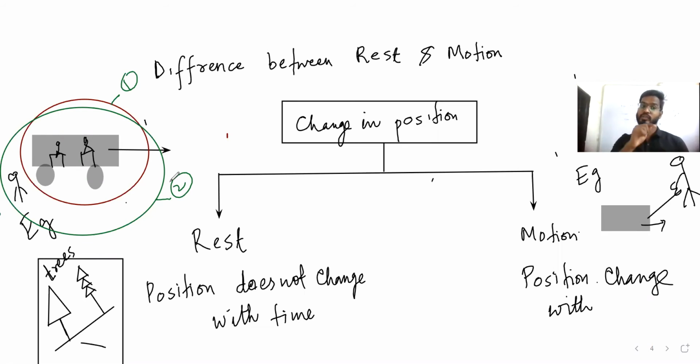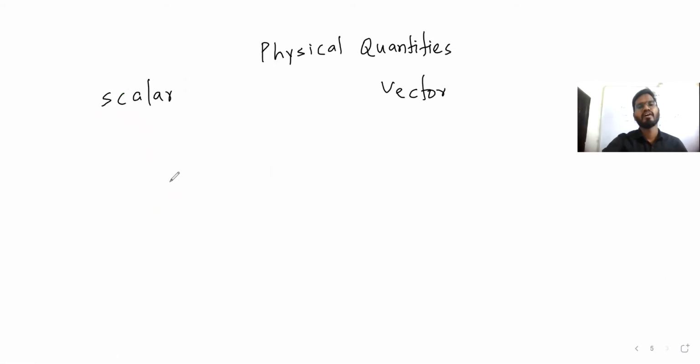But with respect to the man who is observing from outside, we will say what? Both are moving with respect to him. So motion can be defined in another way: movement of an object with respect to surrounding is known as motion. So what is motion? Movement of an object with respect to surrounding is known as motion.